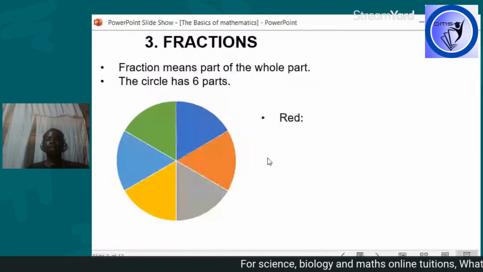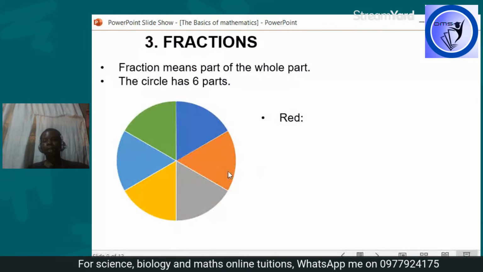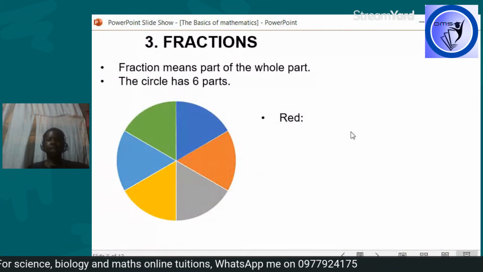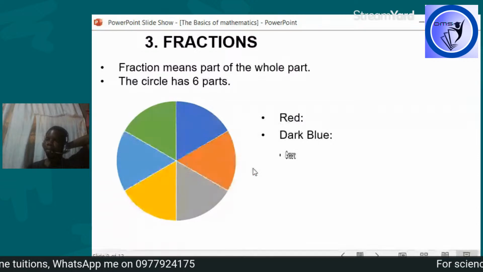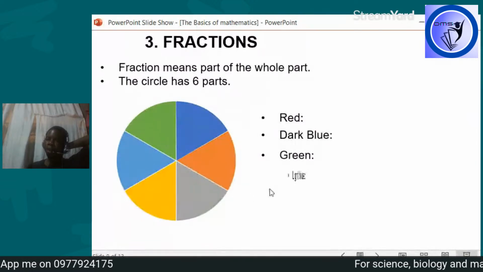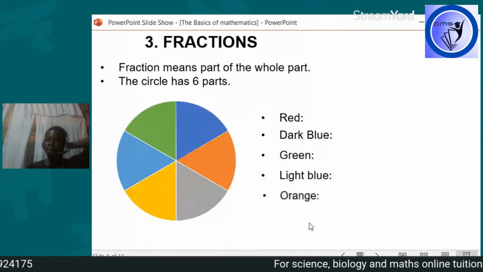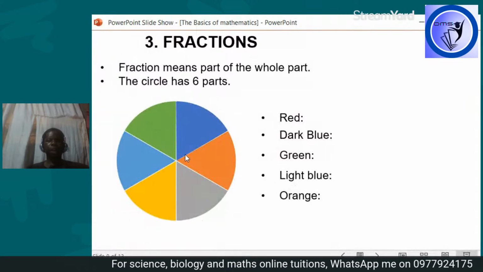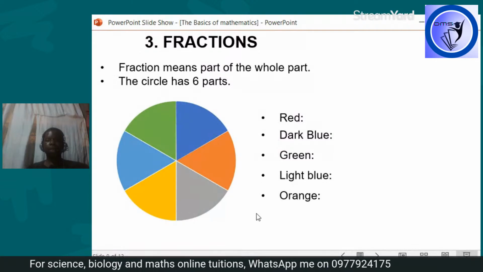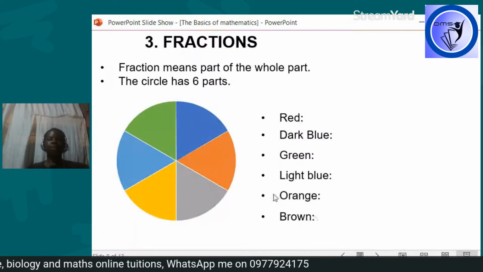Let's put it like this: red. So let's say we are picking this color as red, though it does not appear as red anyway. Then we have dark blue here, green here. Then we have light blue here. Then we have orange. Okay, but I don't know how I messed up the colors. Then we have this one as brown. So these are the colors in this.